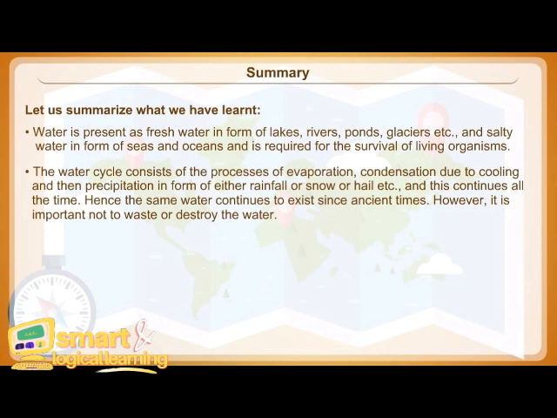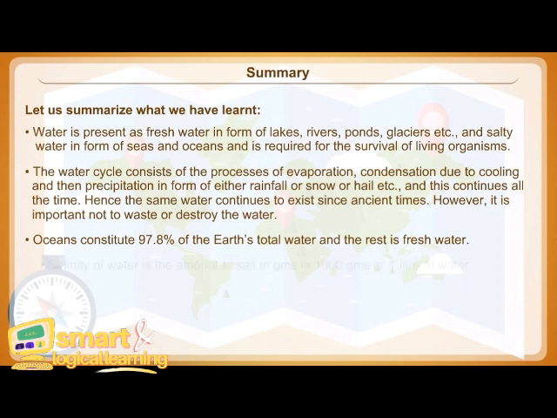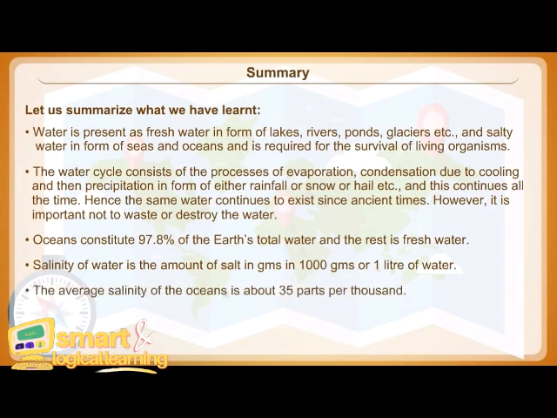Hence, the same water continues to exist since ancient times. However, it is important not to waste or destroy the water. Oceans constitute 97.8% of the Earth's total water and the rest is fresh water. Salinity of water is the amount of salt in grams in 1000 grams or 1 liter of water. The average salinity of the oceans is about 35 parts per thousand.